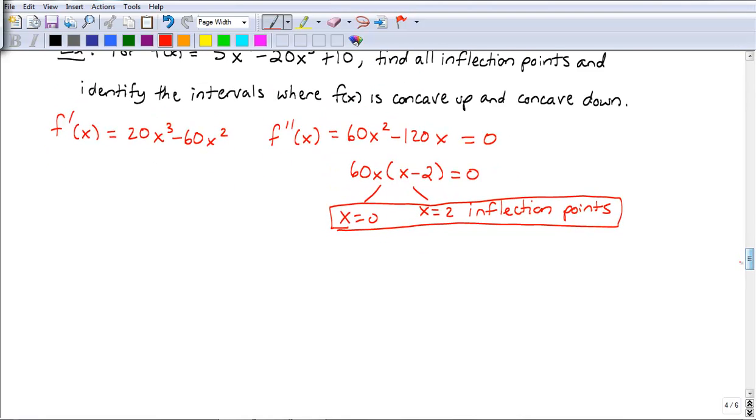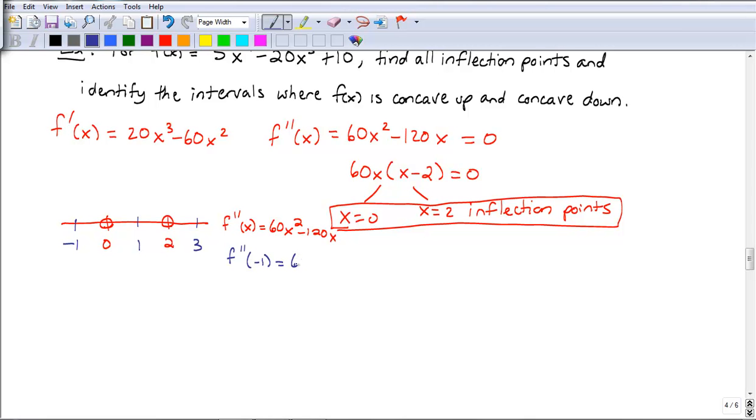So now to figure out about concavity, I do just what I did with the first derivative before. Now I do it with the second derivative. I plot my inflection points, 0 and 2, and I put little circles around them because it's 0 there. It's neither concave up nor concave down there. I'm looking at the second derivative when I'm plugging this stuff in: 60x squared minus 120x. And I pick some test points. The first one is maybe -1. I'll pick 1. I'll pick 3. I'm going to plug these into the second derivative.